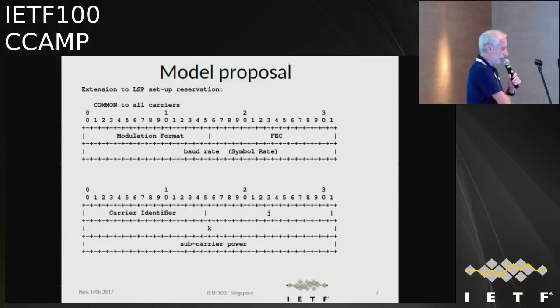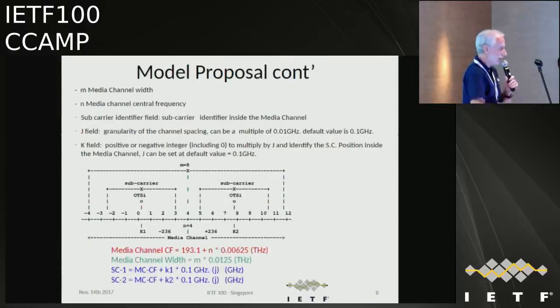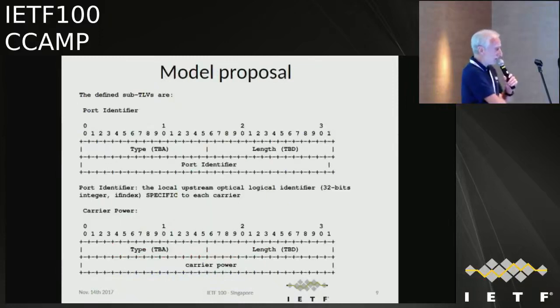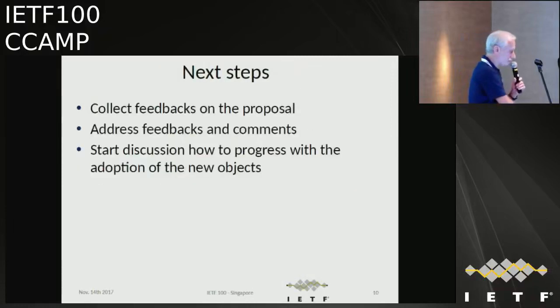On the other side, when GMPLS calculates everything, it has to tell the edge node back about the modulation format, the FEC, the baud rate, and also the position of the subcarrier inside the media channel. So J and K are reported, next slide, and related to the media channel central frequency and, of course, the media channel width. On top of that, next, please, we have also defined the relationship between the carrier and the port, and also the carrier power.